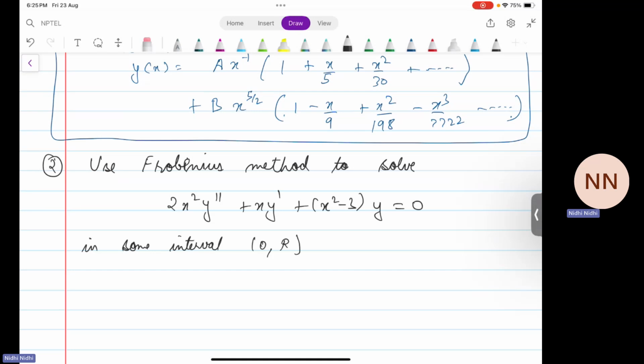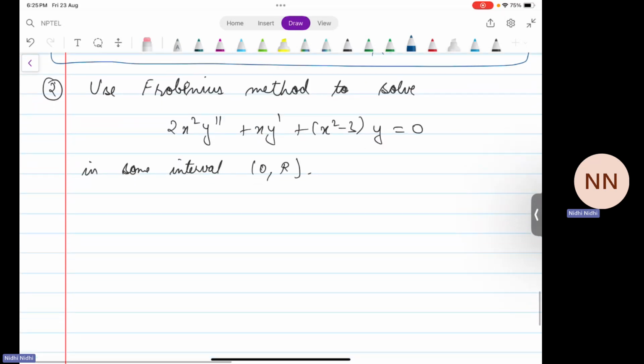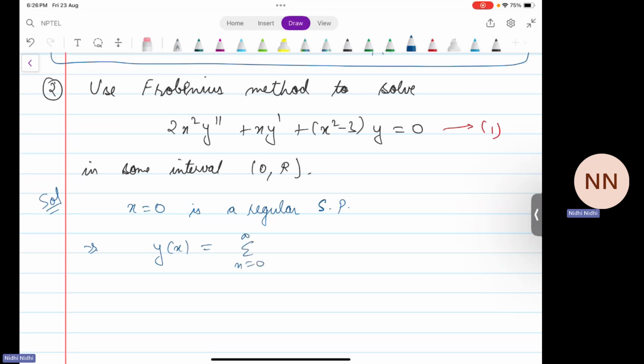Again, clearly, following the steps as discussed in the previous tutorial, one can see that x equals to 0 is a regular singular point for equation 1. Therefore, there exists a solution y(x) of the form summation n from 0 to infinity Cn x to the power n plus r, where C naught is non-zero.